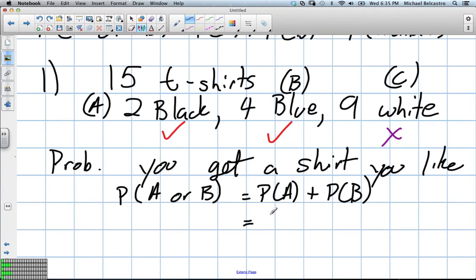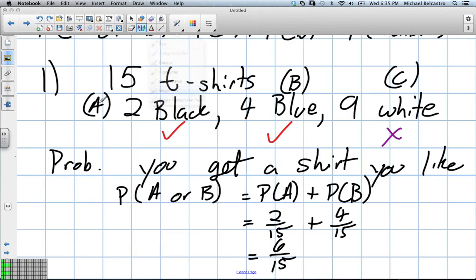So probability of event A is just 2 over 15, plus the probability of event B, which is the blue shirts, 4 over 15. We have a common denominator, so not much to do. Our probability is 6 out of 15, which makes perfect sense, right? Because if we put these together, I know I like all of these shirts, that's 6 shirts out of a total of 15. And the probability of getting a shirt you don't like, assuming you do get a shirt for sure, is 9 out of 15. So you have a better chance of getting something you dislike than like.